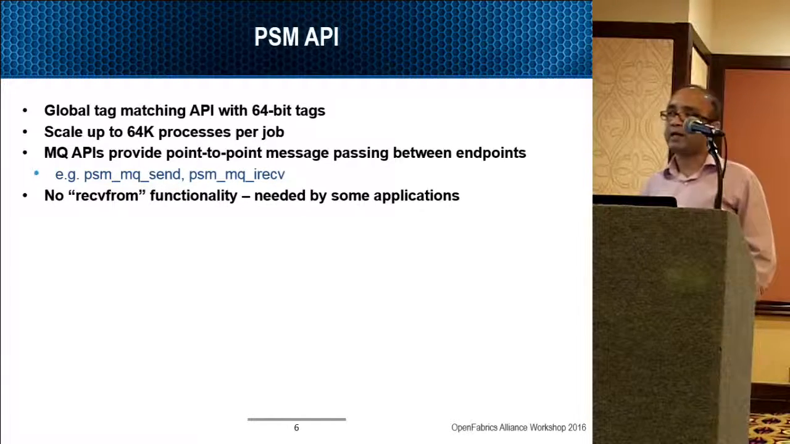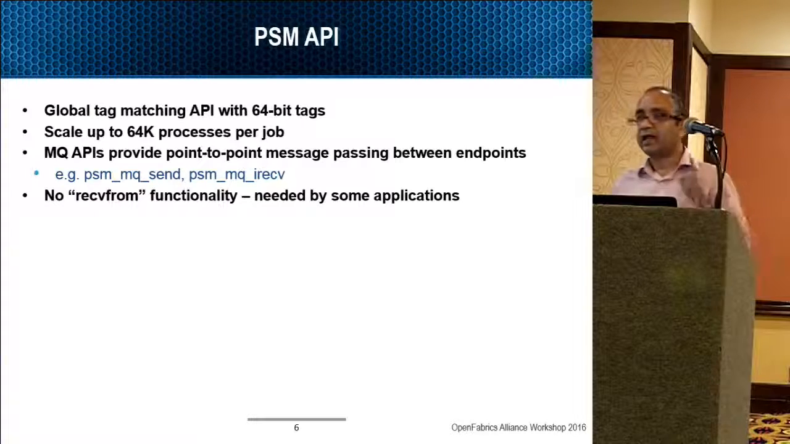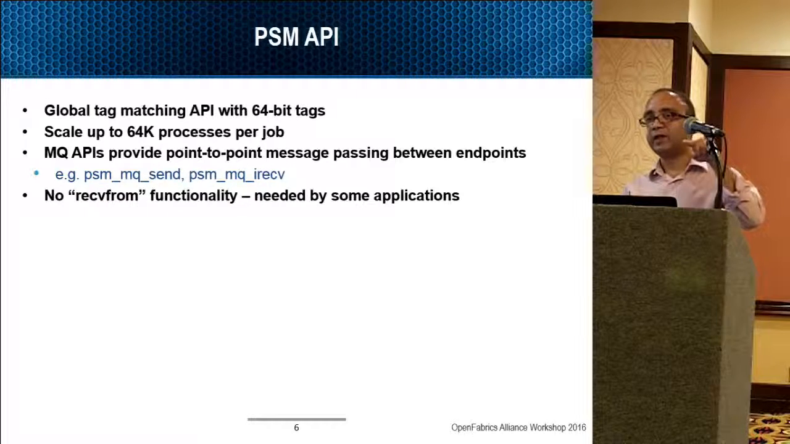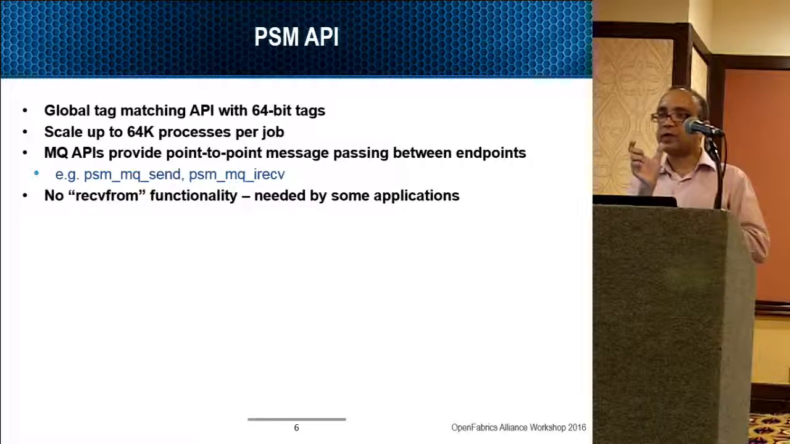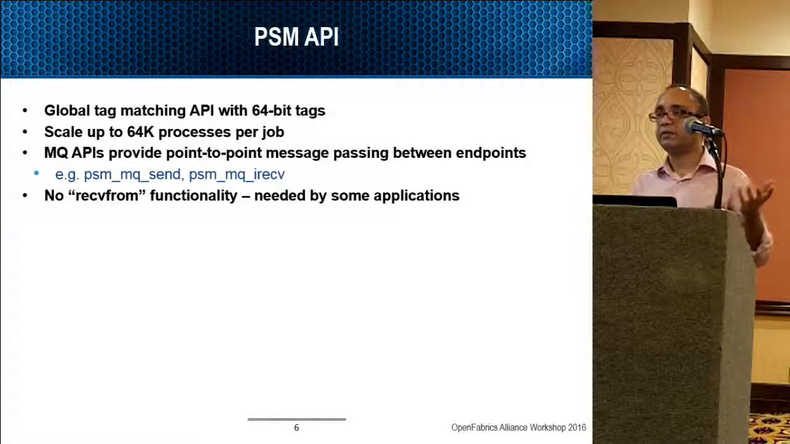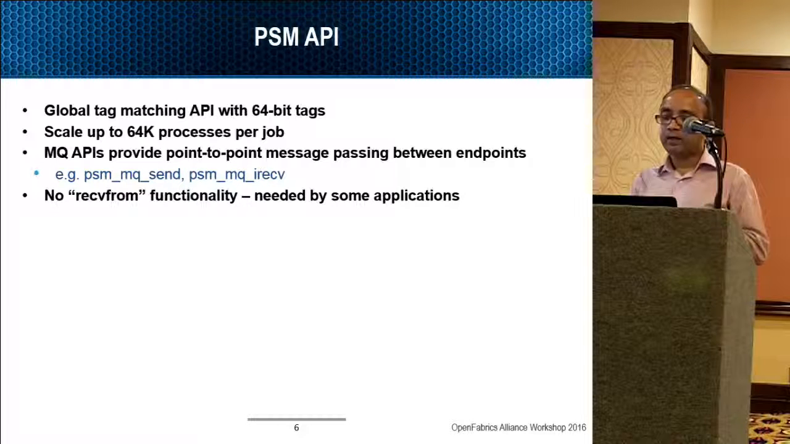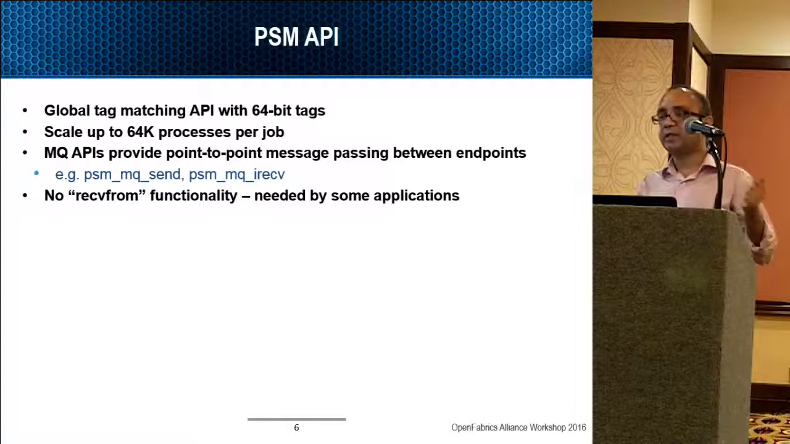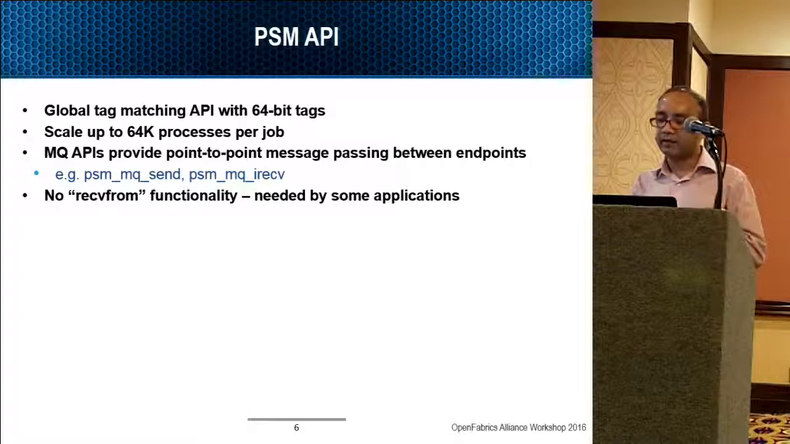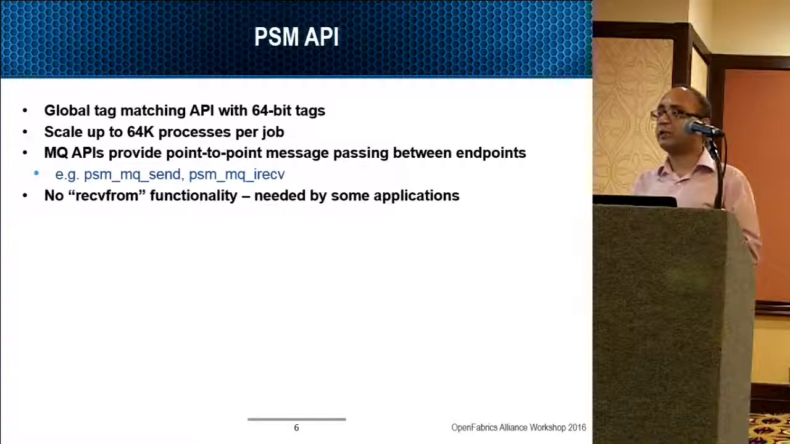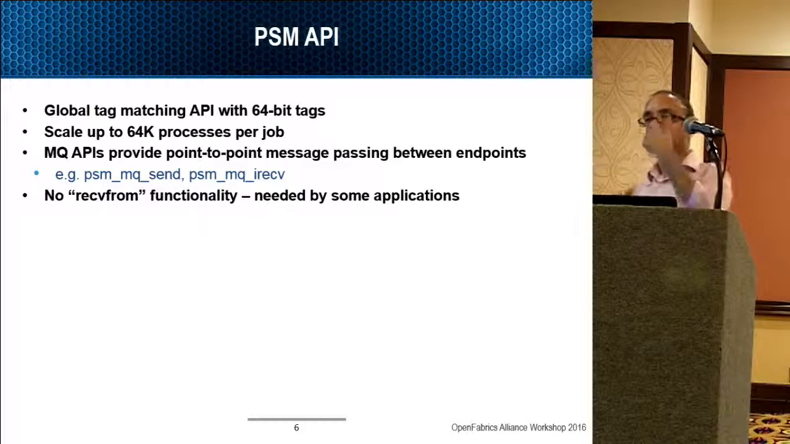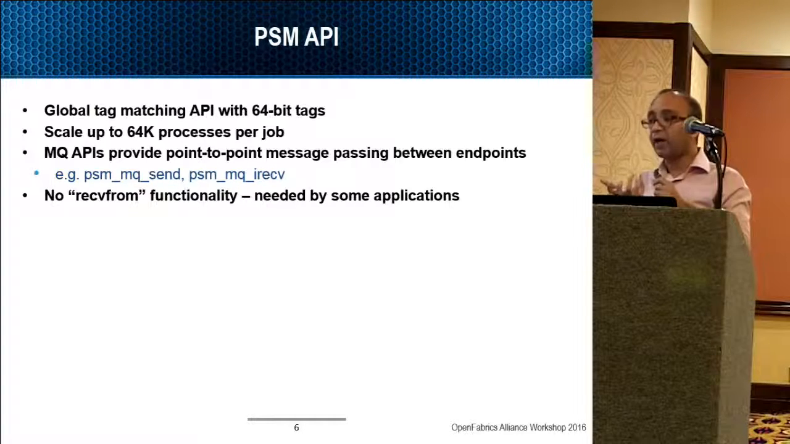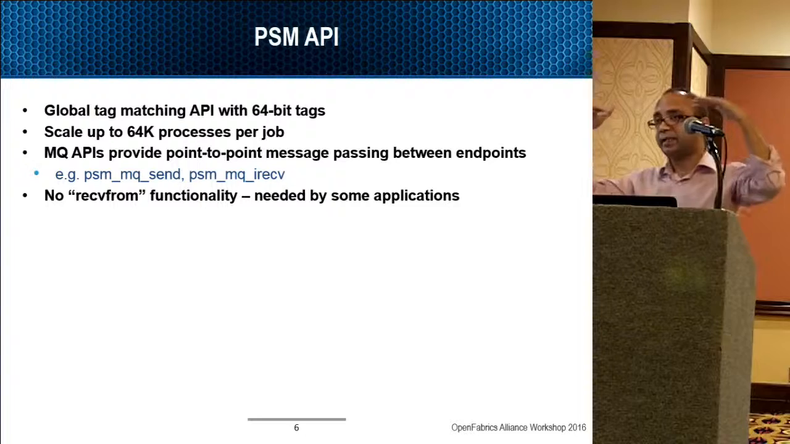It had 64-bit tags, so you can do things like, a tag can consist of a communicator, a source rank, and a tag, right? The source rank itself was 16 bits, which means you could do about 64K ranks per job. And the message passing API, things like PSM2 send and PSM2 receive and so on were pretty standard. There was no receive from functionality, which means that MPI at its layer had to make sure that if it was receiving a message from a sender, it had to look at the message and say, oh, I know where this came from, and do things at its layer.